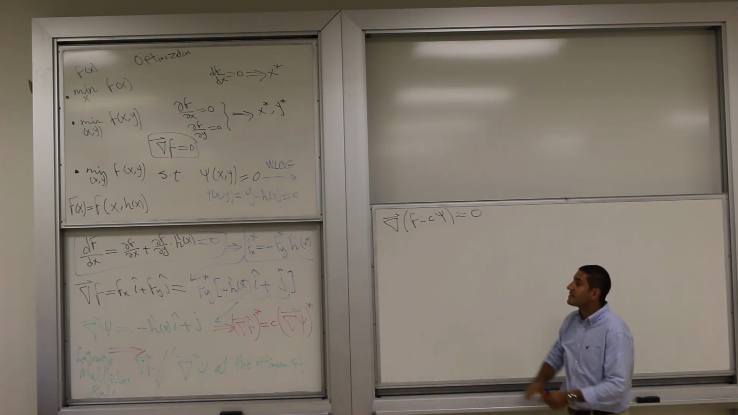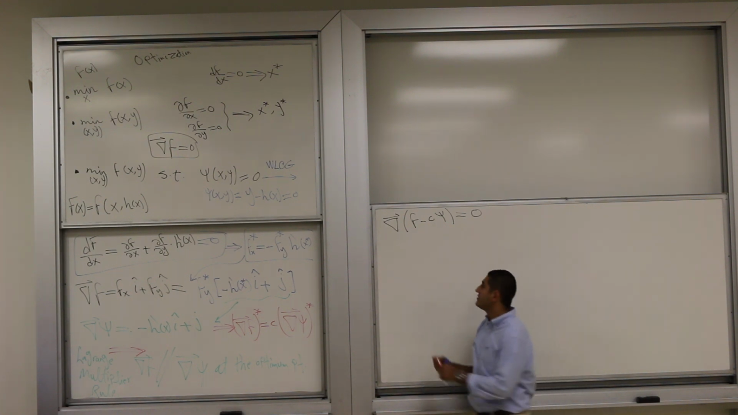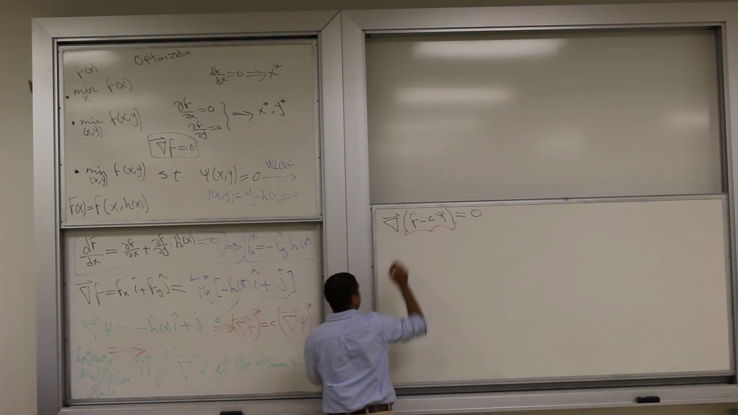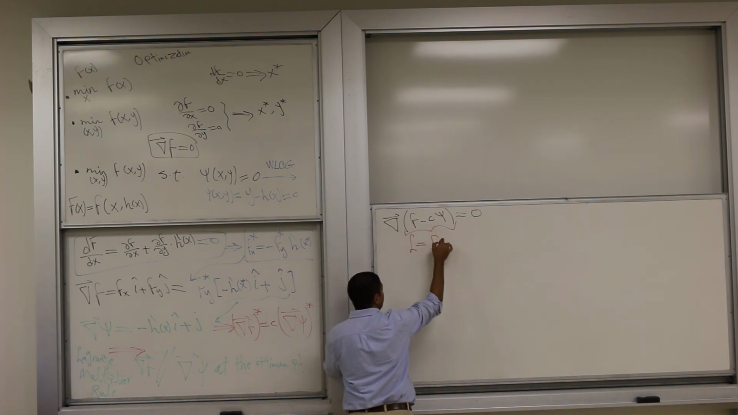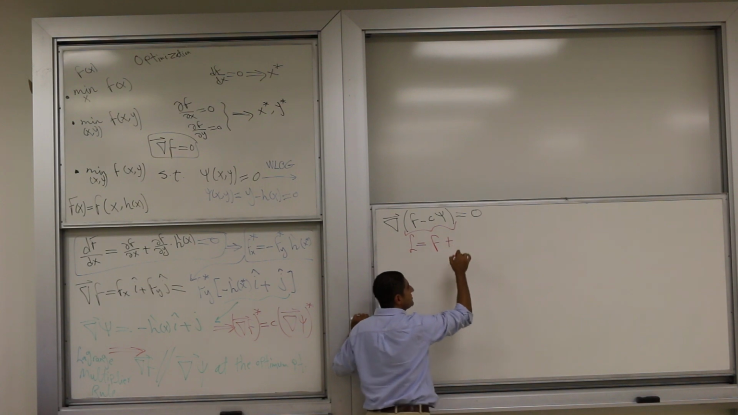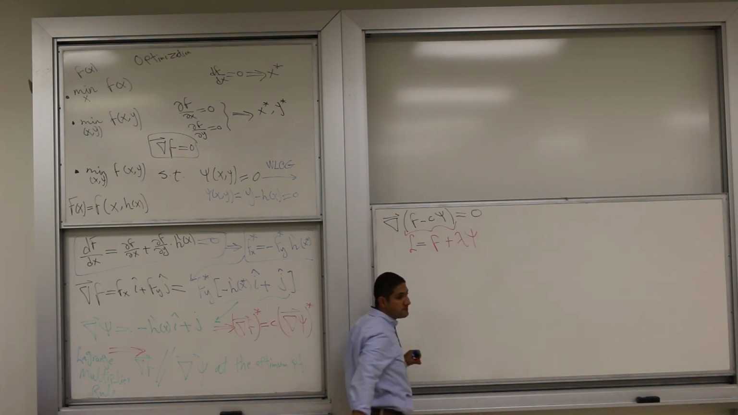So it's not the gradient of my function that is equal to 0. It's the gradient of another, modified function. This modified function, as you can expect, is called the Lagrangian. It's simply your objective plus some constant, called the Lagrange multiplier, times your constraint.